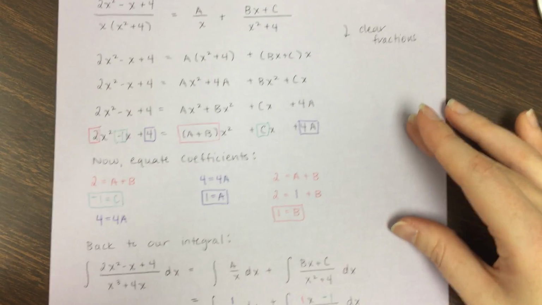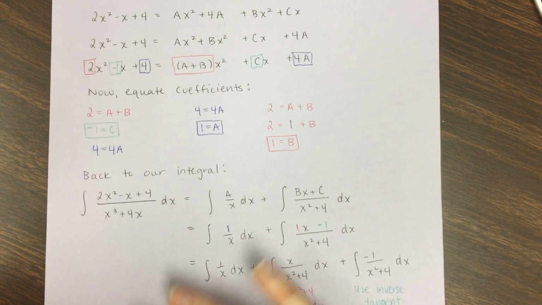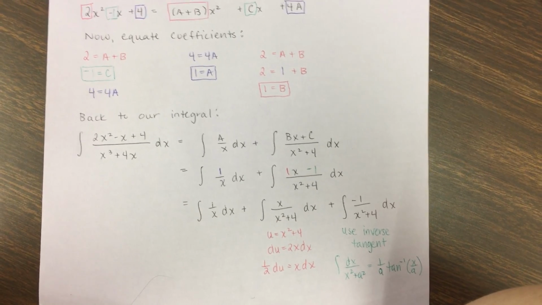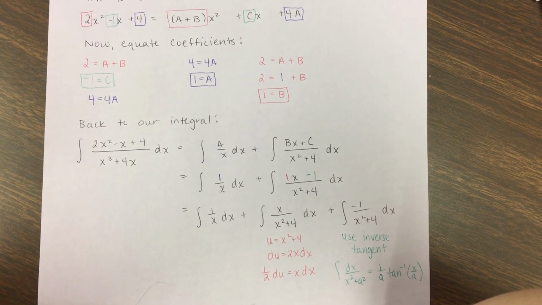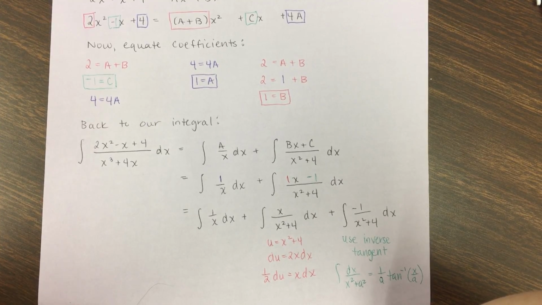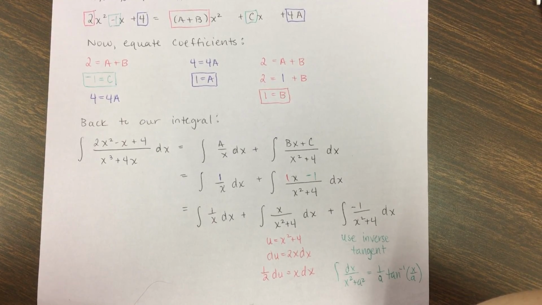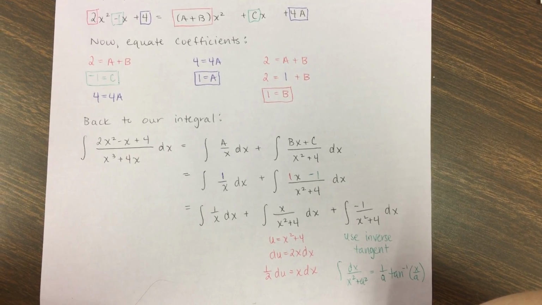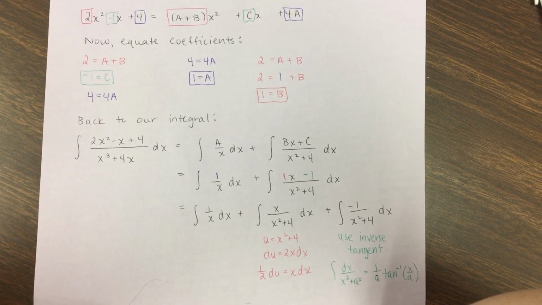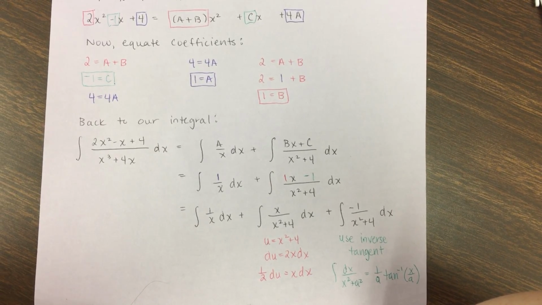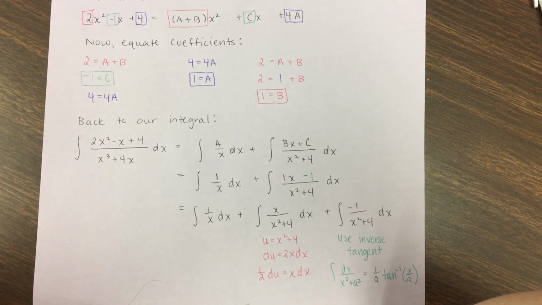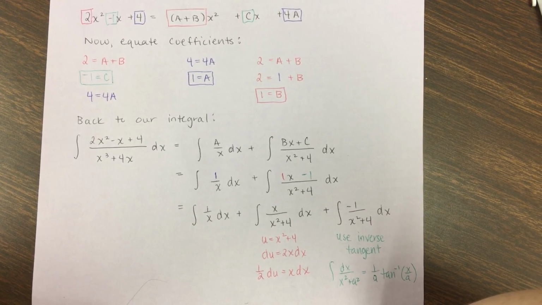So now if I go back to my integral, excuse me, I can split it up as an integral of a over x dx plus the integral of bx plus c over that quadratic denominator x squared plus 4 dx. The first guy, plug in a equals 1. The second guy, plug in b equals 1 and c equals -1. The first one's going to integrate nicely, but I'm going to have to do something fancy with the second one.